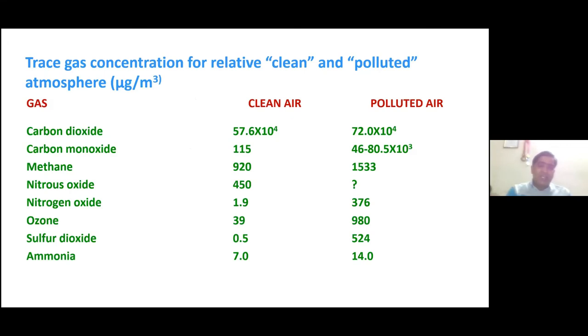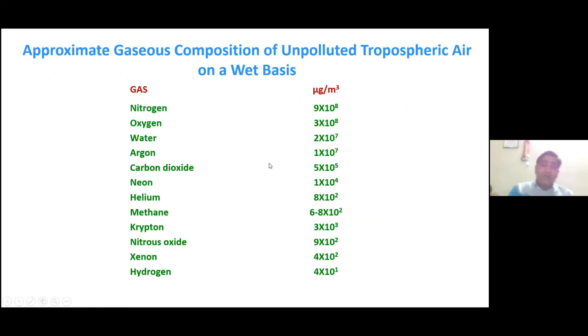So these are the health effects of the pollutants, and some gas concentrations for relatively clean and polluted atmospheres. Just you can see, this is the concentration in microgram per meter cube. These are the clean air values for the different pollutants, and this is the polluted air. So these are the concentrations on the basis of which we can compare. Friends, this is the approximate gaseous composition of unpolluted tropospheric air on a wet basis. Just you can see, these are the different gases and their concentrations here.